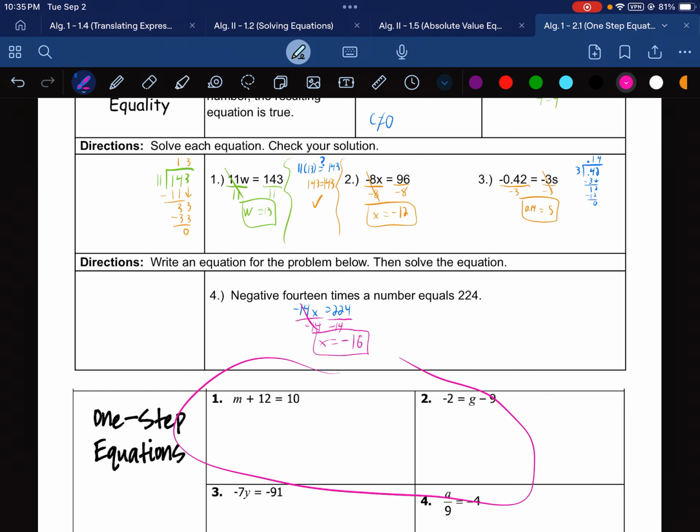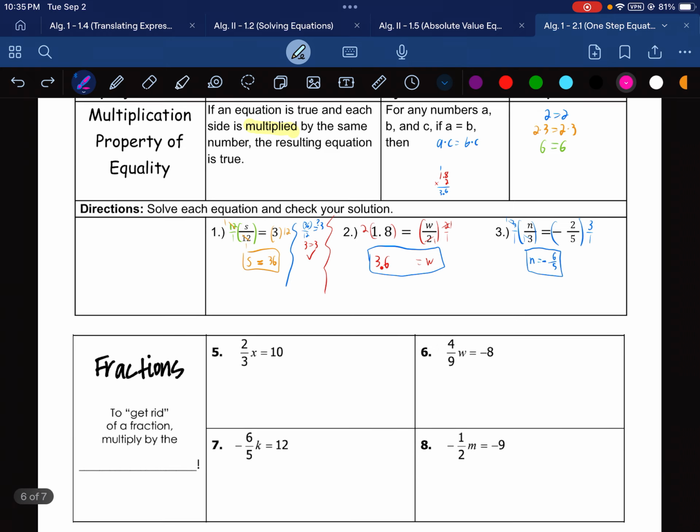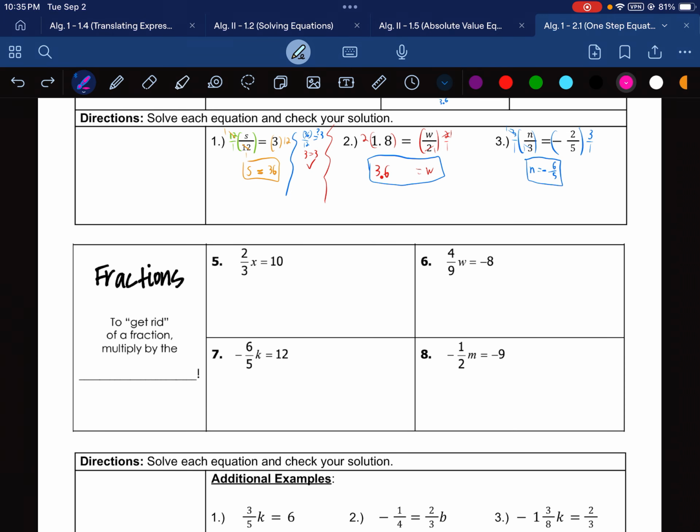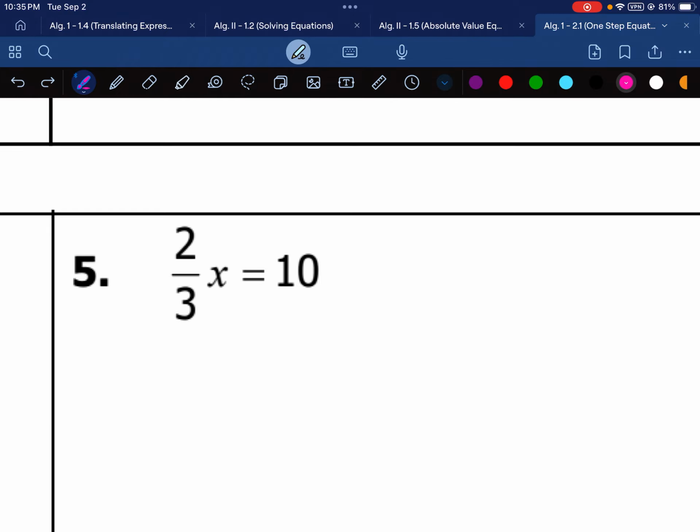Now, let me go back and cover, before I get to these one-step equations at the bottom here to end our notes, let me go back to cover the fractions. Now, I'm going to get this in a moment. Before I do, let's explore number 5. We have 2/3 x equals 10. So 2/3 is multiplying with x.